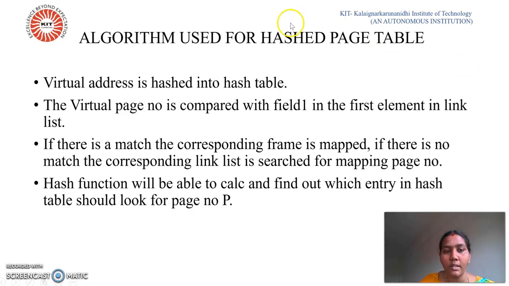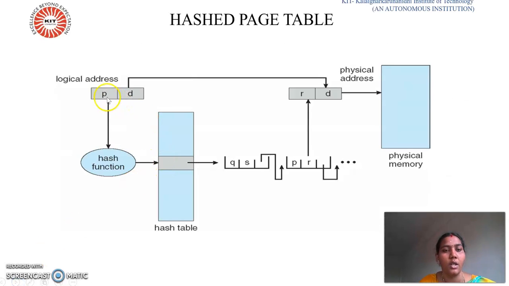So in the algorithm, the virtual address is hashed into the hash table. I'll explain the diagram and then we'll get back to this algorithm. First is your logical address generation, where you have process P that is given to the hash function. You are searching for this particular page. So in the hash table you are searching for the page under the process P1, which is in a linked list format.